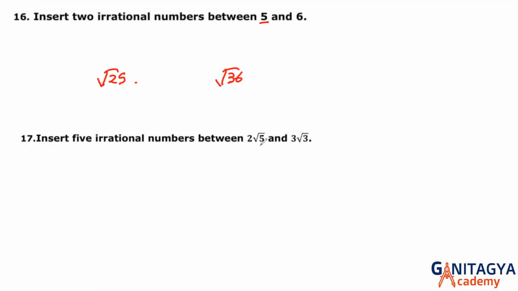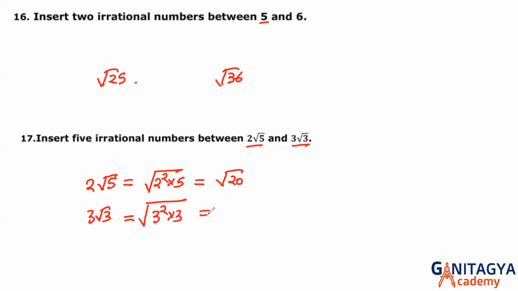Okay, so this is written 2 root 5 and 3 root 3. Instead of 2 root 5, I can write it as under root 2 square into 5, that is nothing but under root 20, isn't it? And second, 3 under root 3, so I can write under root 3 square into 3, that is nothing but under root 27. So we have to insert 5 irrational numbers between these. So the numbers could be under root 21, under root 22, under root 23, under root 24, under root 25.